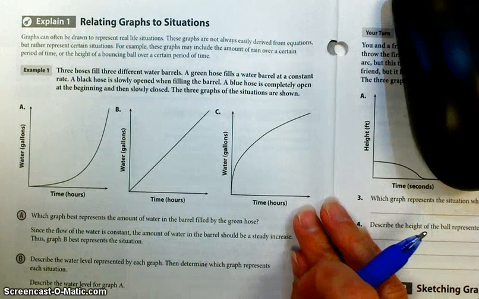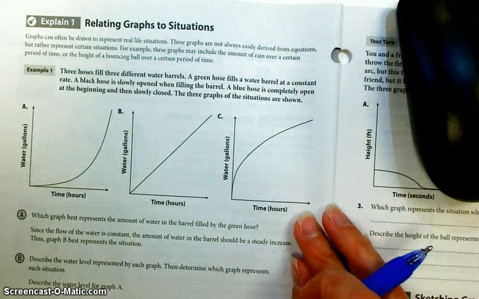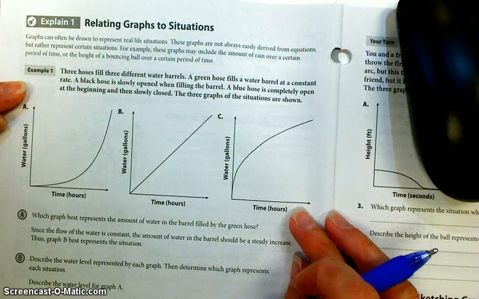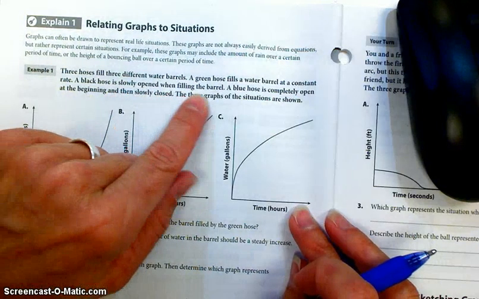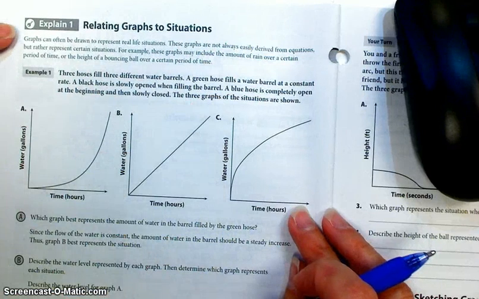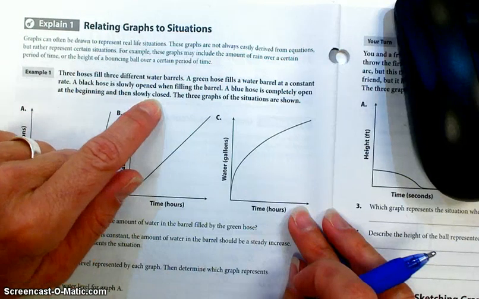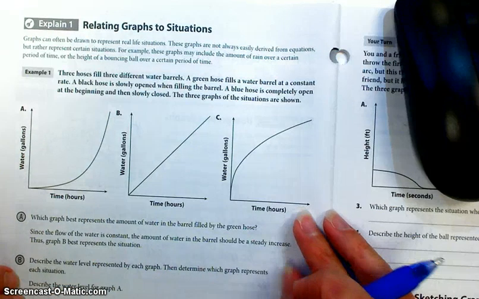It says 3 hoses fill 3 different water barrels. A green hose fills a water barrel at a constant rate. A black hose is slowly opened when filling the barrel, so like you're slowly opening the hose to allow more and more water to flow into it. A blue hose is completely open at the beginning, so you've turned it all the way on, and then it's slowly closed as time goes by. The three graphs of the situation are shown below.